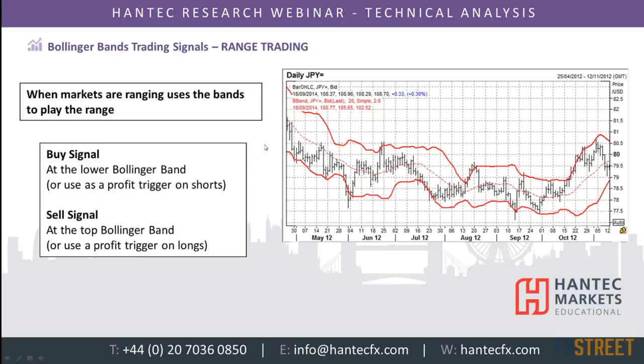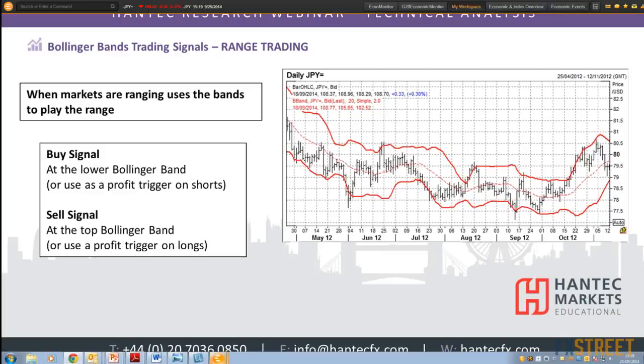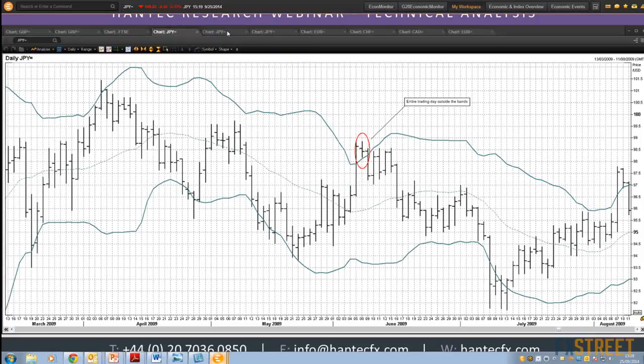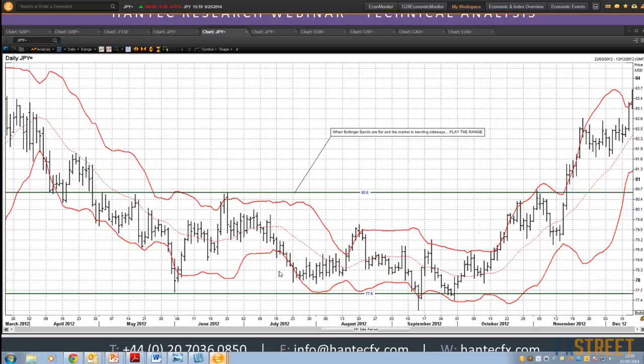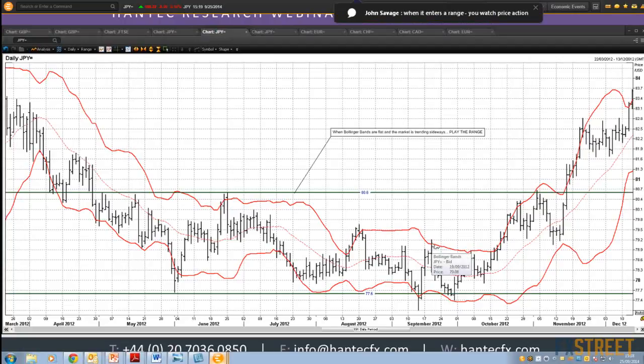Okay, so let me give you a chart as to how that actually looks. This is your dollar yen across 7 months, May 2012 to November 2012. As you can see, no real trend, moving sideways, and dollar yen worked pretty well in terms of range trading through this period. So, buying at the bottom, selling at the top, and yes, it did work pretty well.